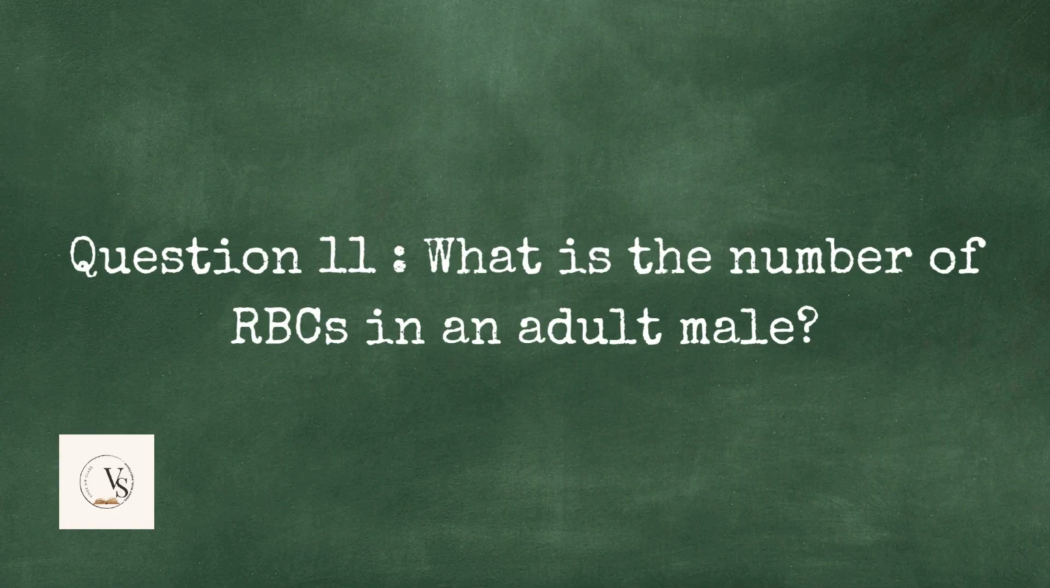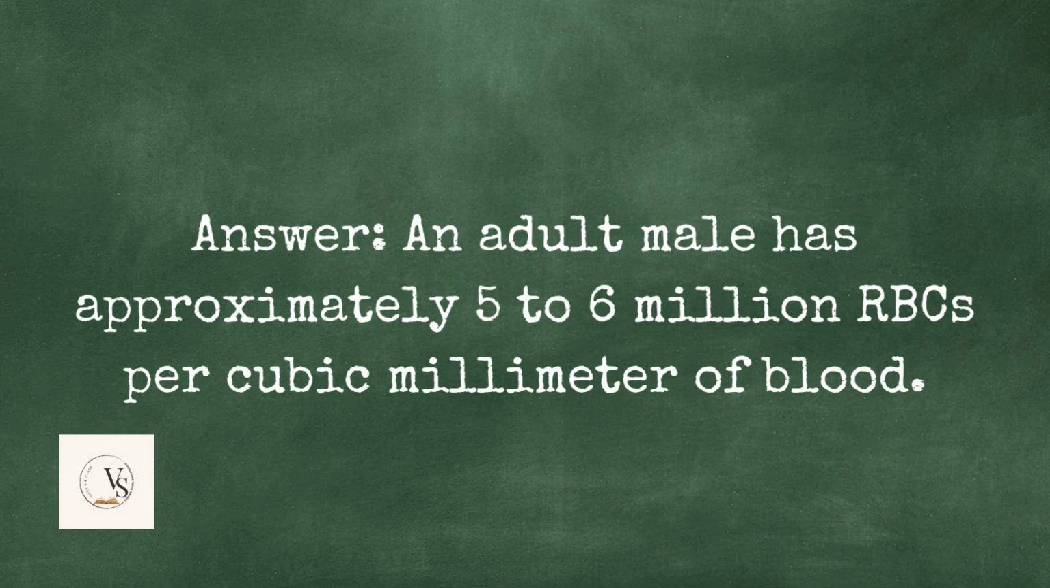Question 11. What is the number of RBCs in an adult male? Answer. An adult male has approximately 5 to 6 million RBCs per cubic millimeter of blood.